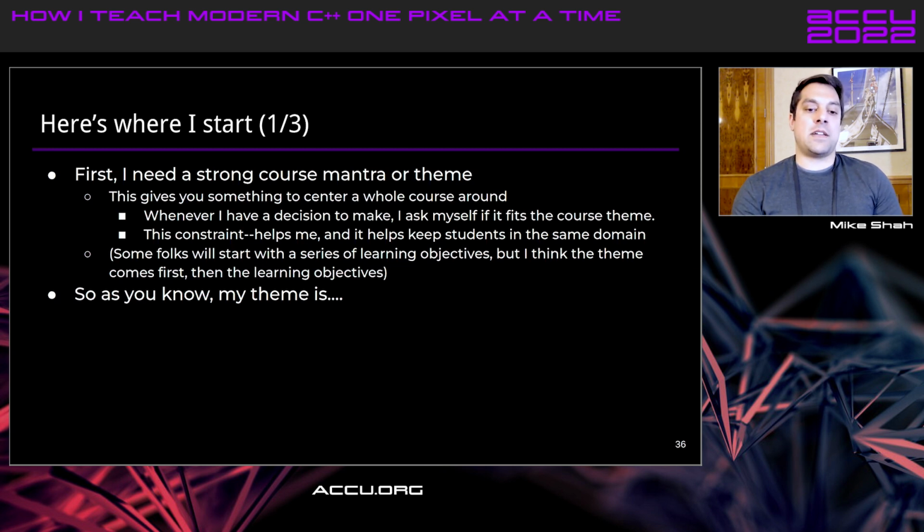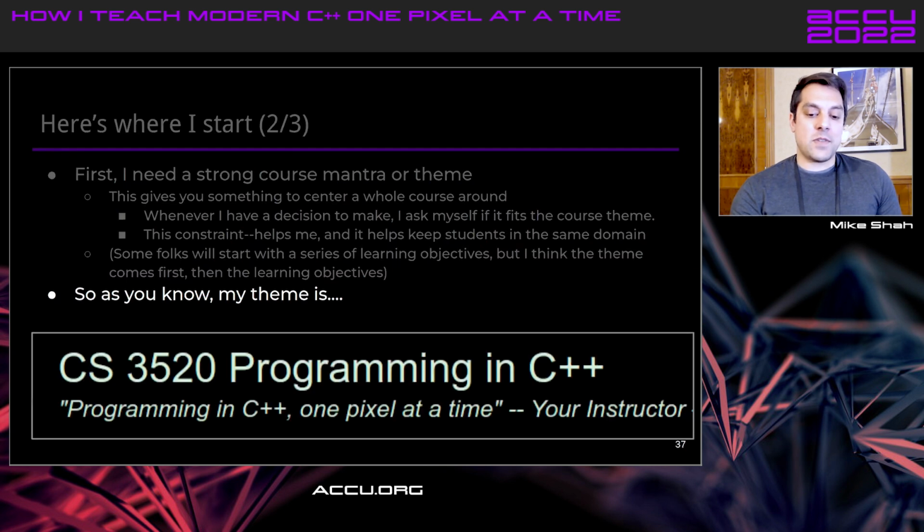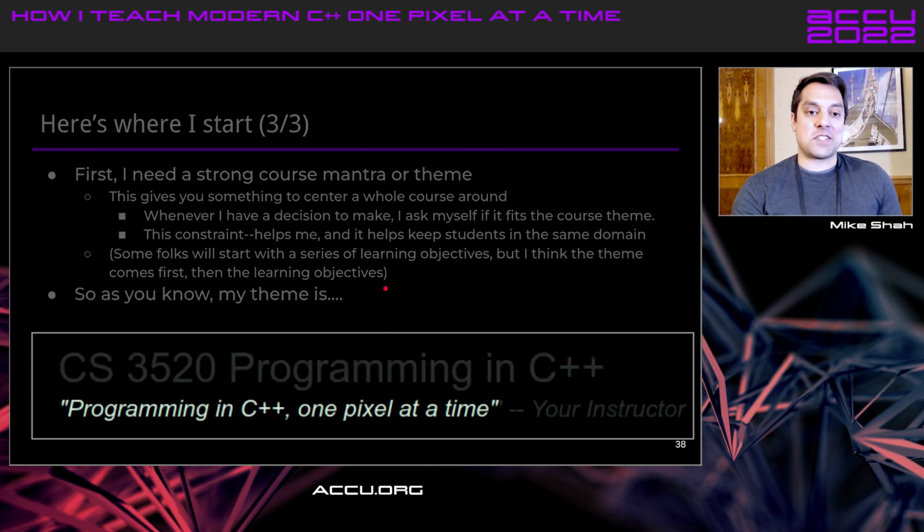What's the important thing here? What do I want to emphasize in this course? What's the sort of foundation? Again, if you could sort of draw the course in a picture, what would it look like? And giving yourself these kind of constraints can often be useful just as a designer or trying to get something done. So as you may know, attending this talk, here's my theme for this course: programming in C++, one pixel at a time.